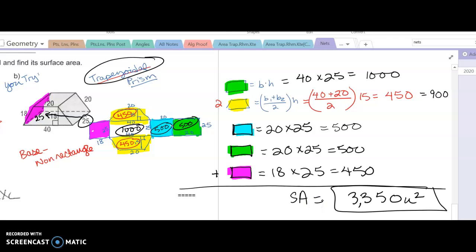All right, so our next lessons will all focus on finding shortcuts for finding surface area instead of having to do all this work of drawing the net and finding the individual area of each side.